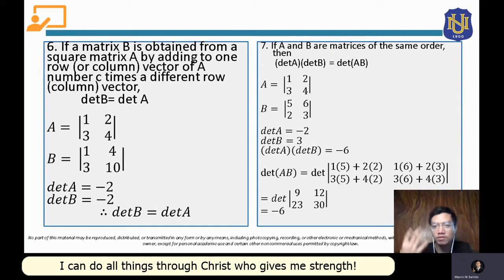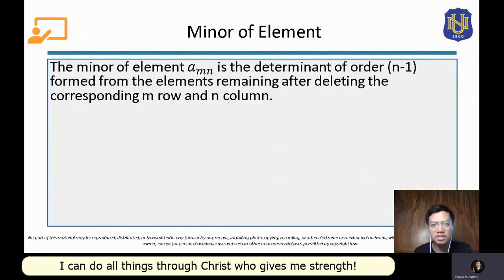So again, the product of determinant A and determinant B will just be equal to the determinant of the product AB. So this is also a useful property for determinants. Okay, so let's proceed now to the minor of an element.